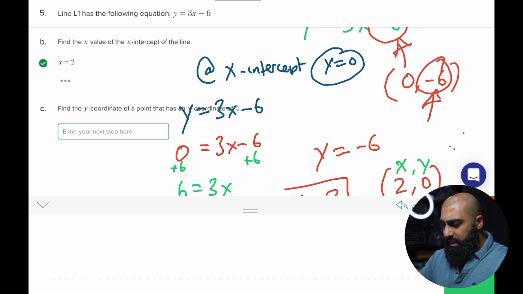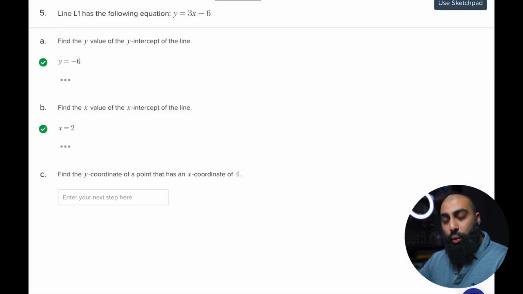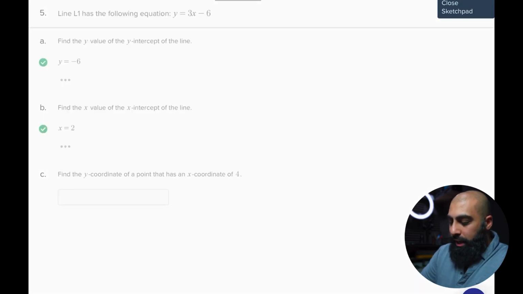Okay, let's just clear this up because it's a bit messy here. Look. Okay. Find the y-coordinate of a point that has the x-coordinate of 4.